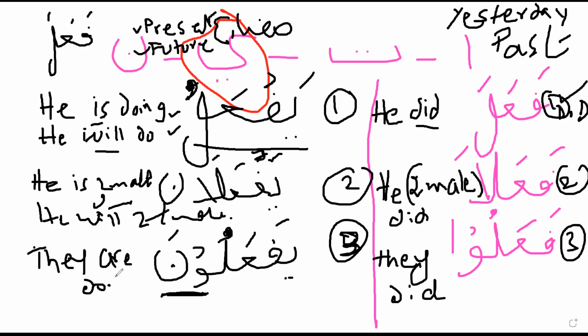And you can change in both, right? Present and future. Okay. So they are doing and they will do. Okay. Does it make sense now? How the past tense and how the present tense in Arabic give the story, and how we change it. Okay.